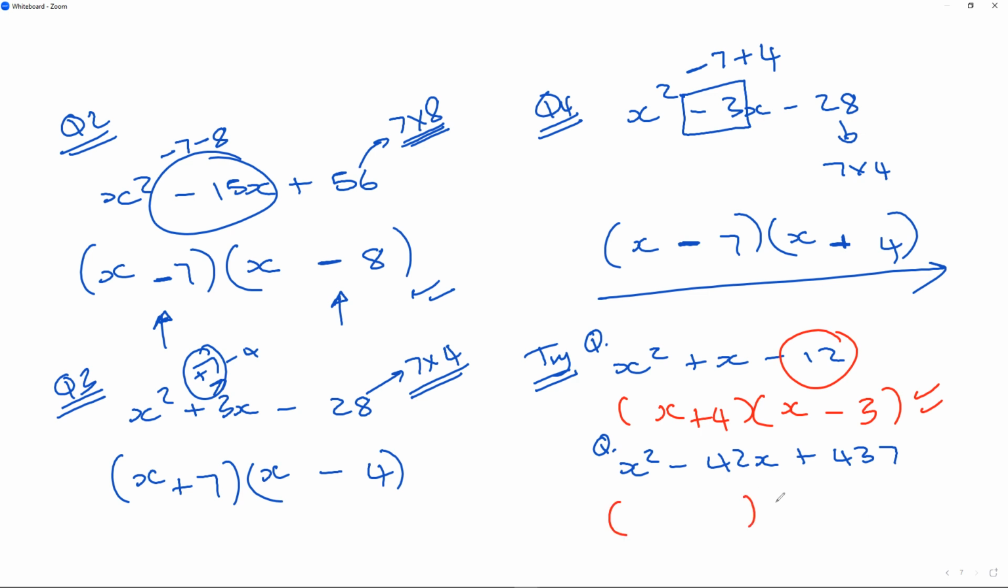The second one, x, and looking at 437, it's 19 times 23. You're saying, right? 19 times 23. But it's going to be minus 19 minus 23. Okay. Because that will get you negative, and 2 negatives get me a positive. Well done.